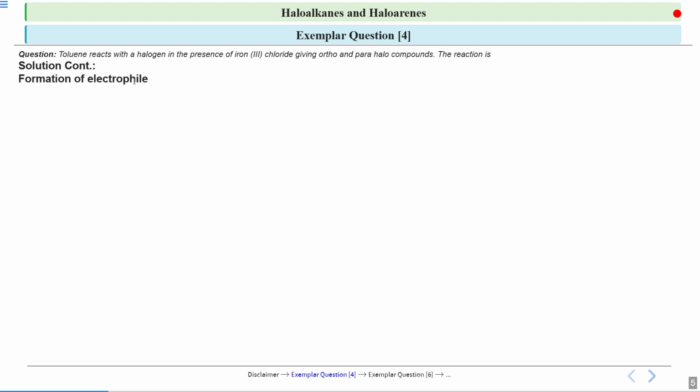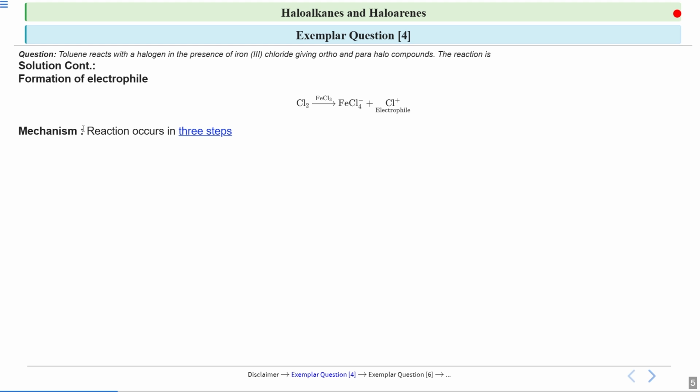Formation of electrophile. So let's see how that Cl positive electrophile is actually forming. So Cl2, that is the chlorine molecule. When toluene reacts with halogen, we have the reactant as a halogen molecule here, which is a chlorine molecule. When the chlorine molecule reacts with our catalyst iron plus 3 chloride, that is FeCl3, you will get FeCl4 negative plus Cl positive, that is an electrophile. So this is how the electrophile forms in this reaction.